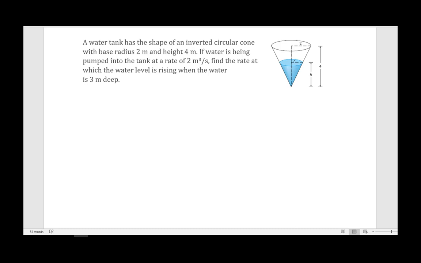All right. So first of all, we're told that a water tank has the shape of an inverted circular cone with a base radius of 2 meters and a height of 4 meters. If the water is being pumped into the tank at a rate of 2 cubic meters per second, find the rate at which the water level is rising when the water is 3 meters deep. So like we've been doing up to this point, we're identifying what equation I need to take the derivative of. And I'm being told that water is being pumped into the tank at a rate of 2 cubic meters per second. So I have volume that's being given to me.